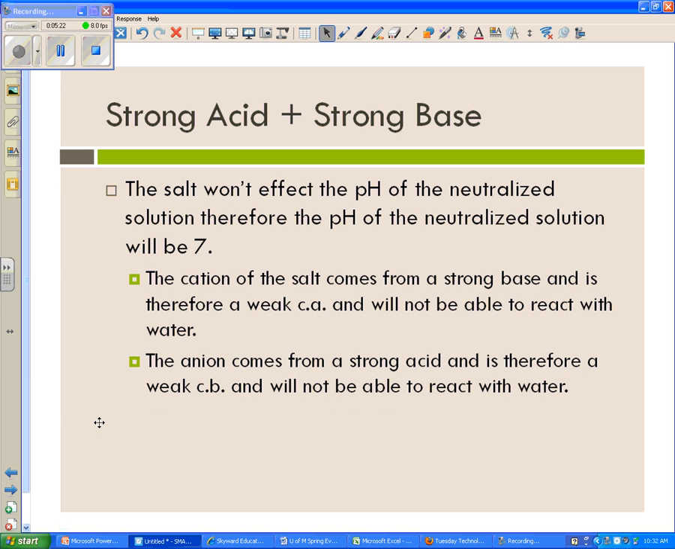We're going to start by looking at a strong acid and a strong base reacting in a neutralization reaction. If a strong acid reacts with a strong base, the salt that is produced will not affect the pH of the neutralized solution, and therefore the pH would be 7.